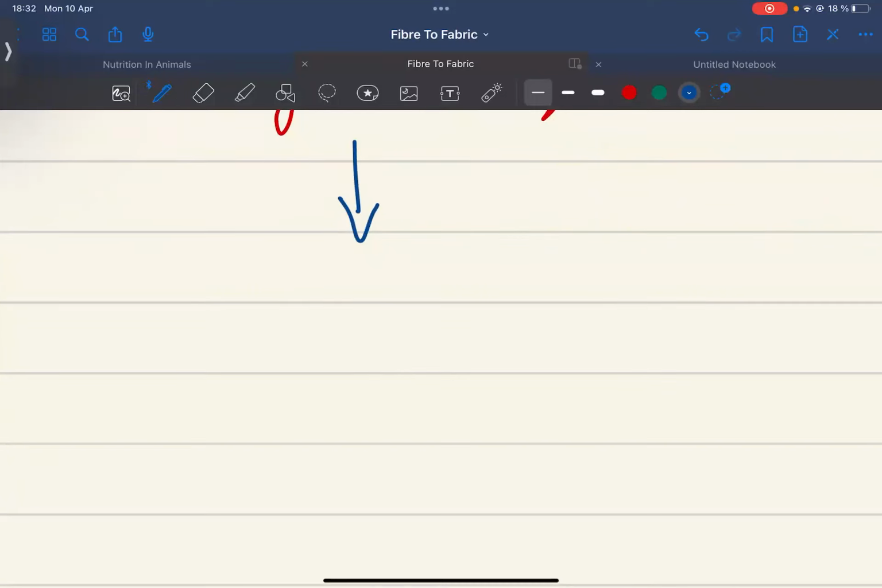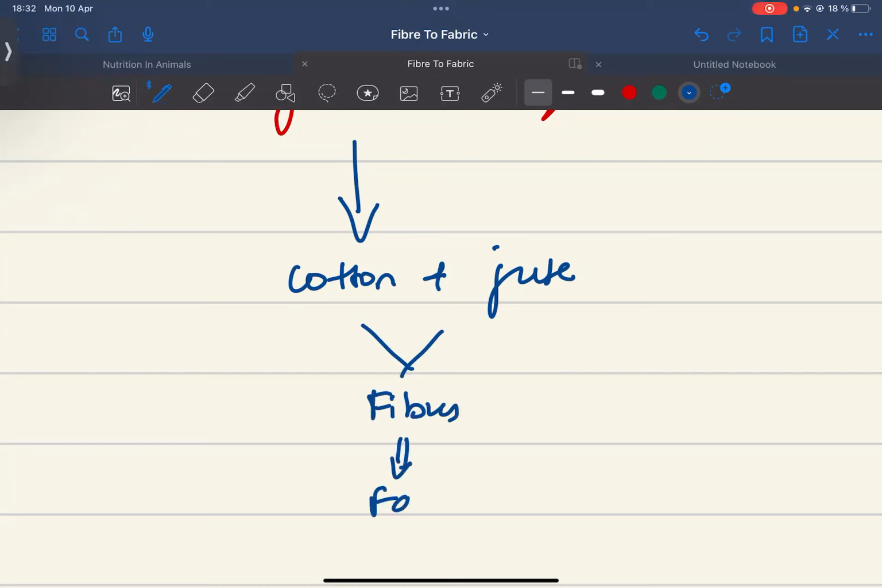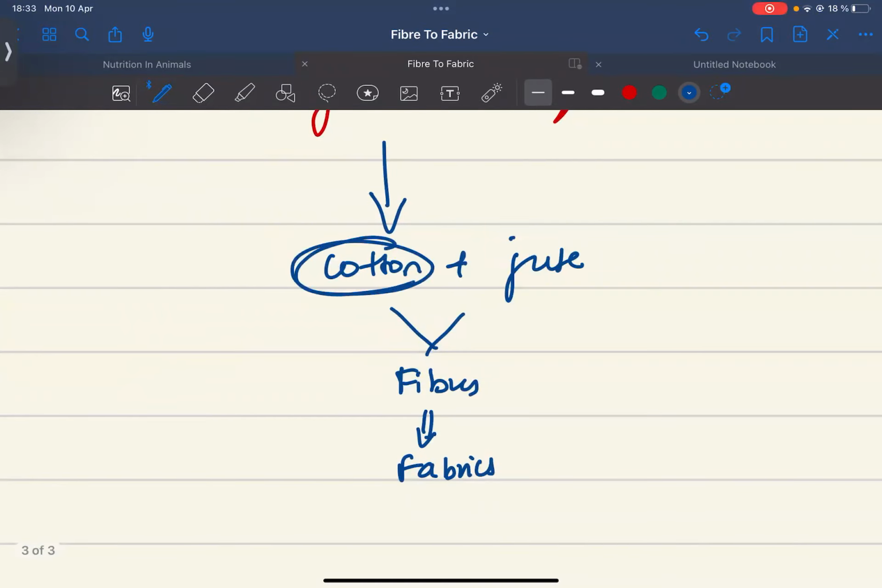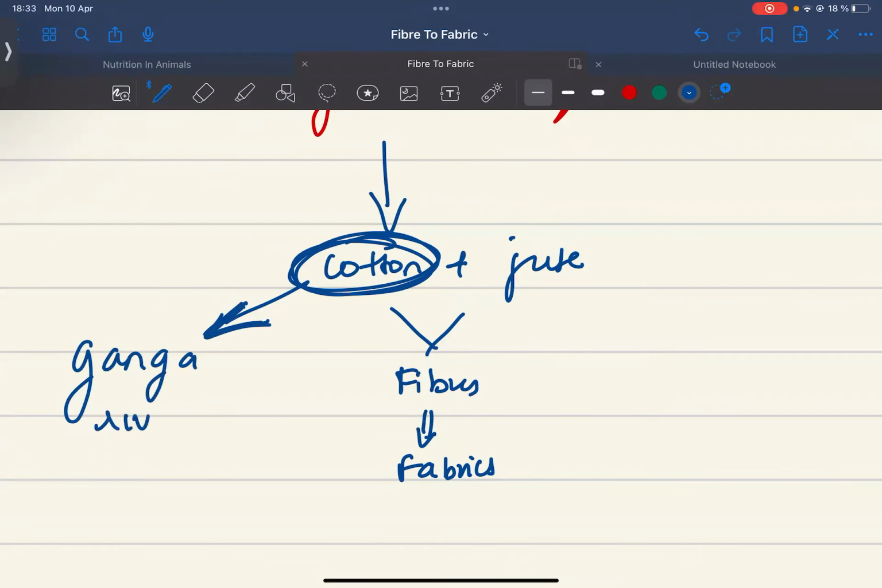When they did agriculture, they learned about cotton and jute, because it is a plant. And then eventually they learned about making fibers and fibers into fabrics. The earlier Indians wore fabric made of cotton, and mostly the cotton-wearing people emerged from the Ganga River. Near the Ganga River people used to wear it. This is the emergence area. Here it started.